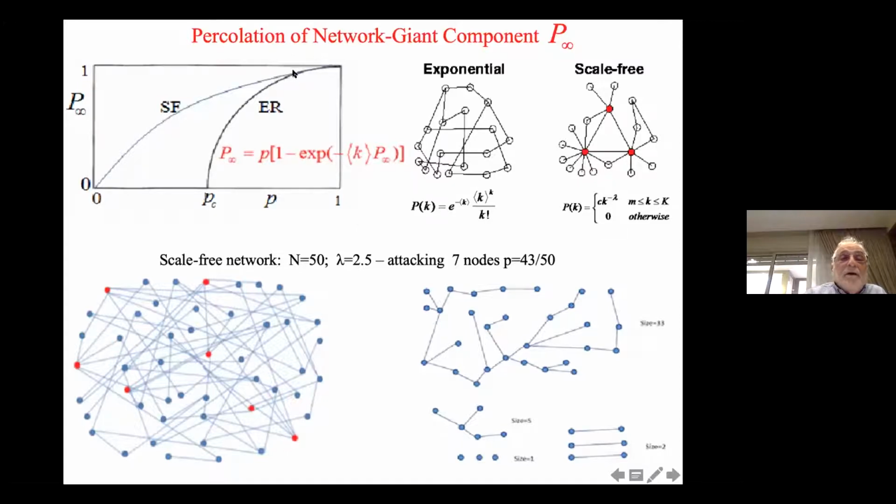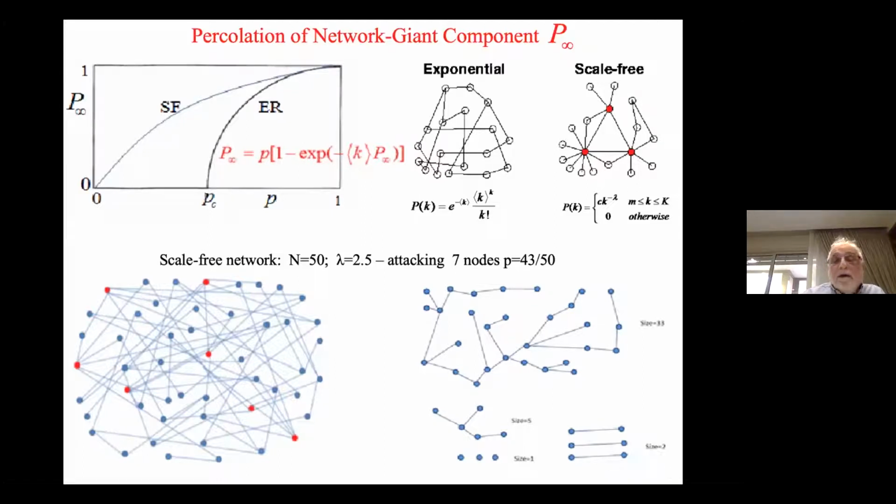And why is it not linear? Because when I remove nodes, it's not only that the nodes are removed, but also some small clusters are removed. And that's why it's not linear, it goes down, not linearly, and they have a phase transition. This is actually a phase transition.